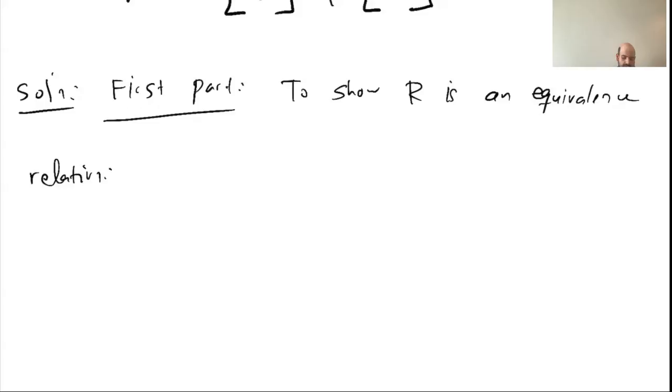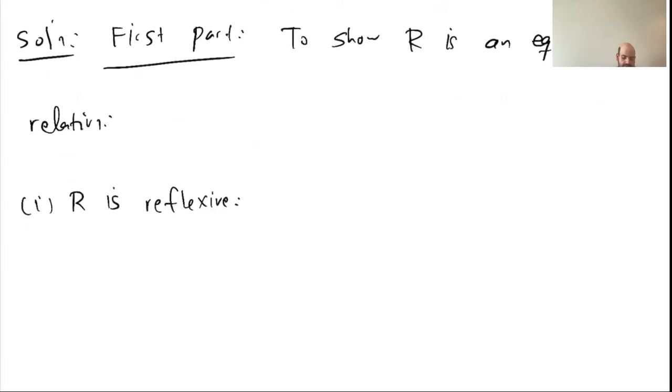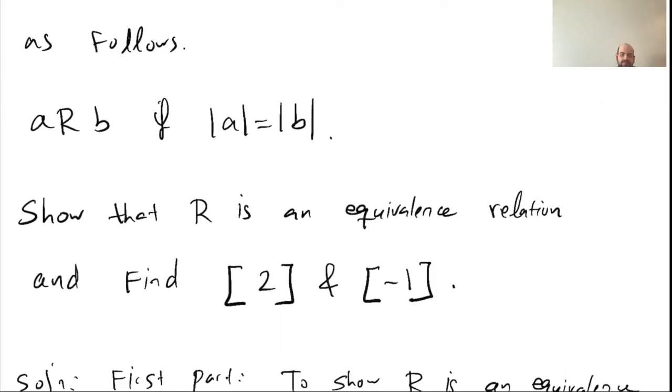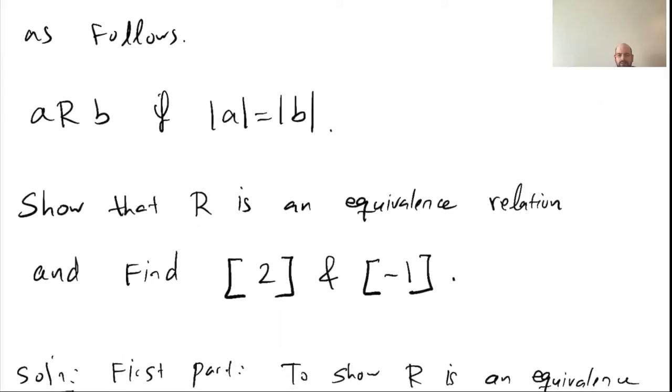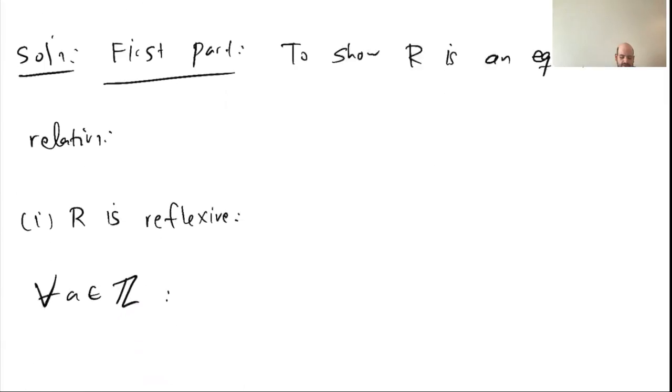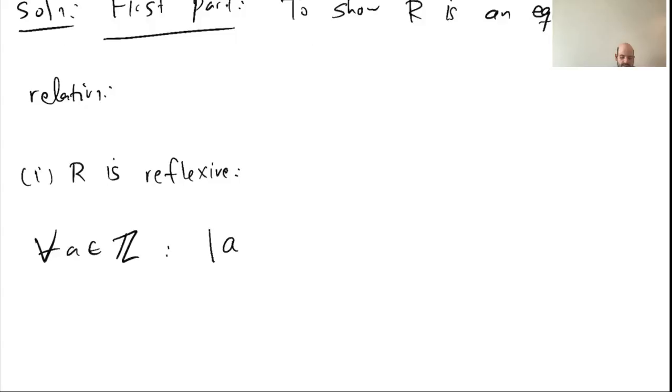So first we have to show that R is reflexive. Why is R reflexive? We have to show that for every a in A, and our A here is Z, can we say that (a, a) is in R? When can I say that (a, a) is in R according to the definition of the relation? I can say that if |a| is equal to |a|. Well, that's obviously true, right? So for every a in Z, |a| equals |a|. So that means (a, a) is in R.